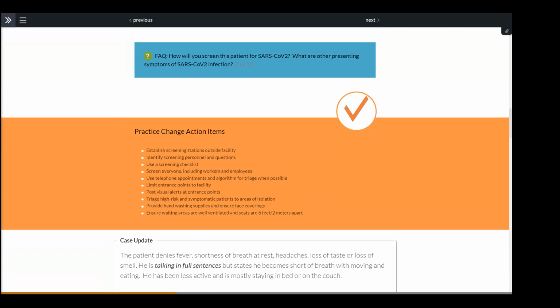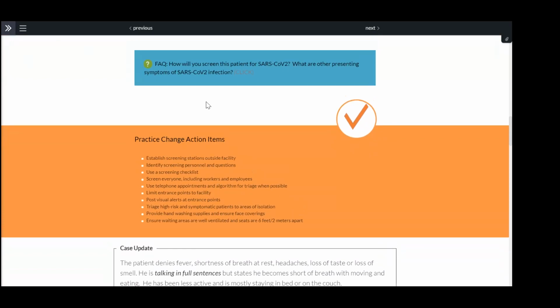How will you screen this patient for SARS-CoV-2? What other presenting symptoms can the patient present with? Can we write down some of the symptoms that the patient can come with so that we get into discussion as we are going through the more information that is found in this box that Alana will let us go through now. Alana, please let us go through the pictures.